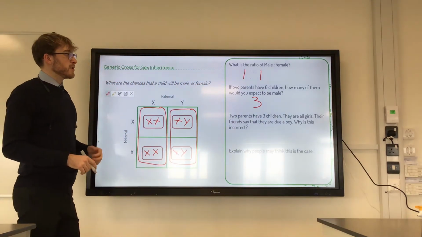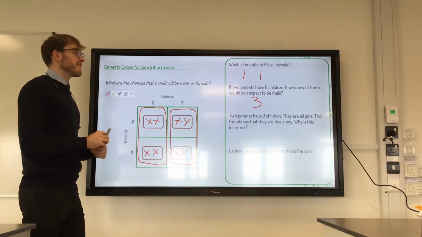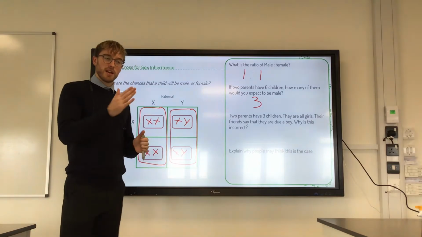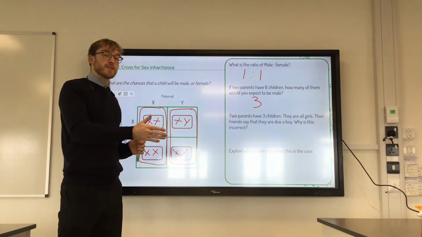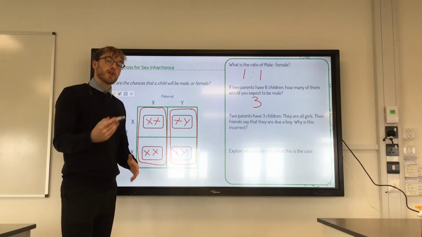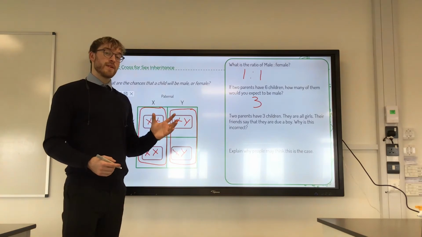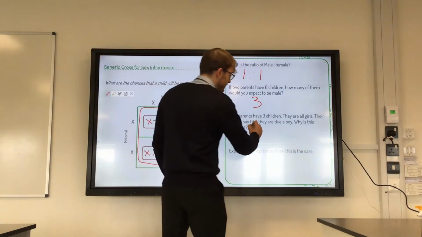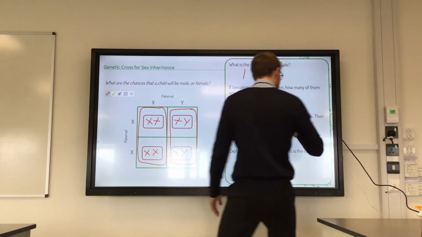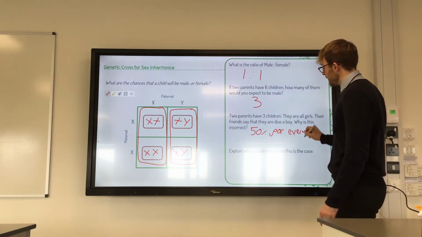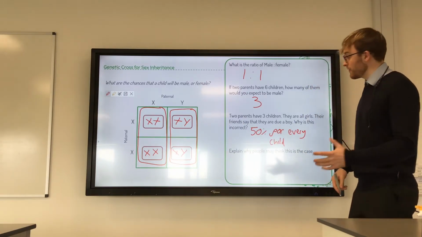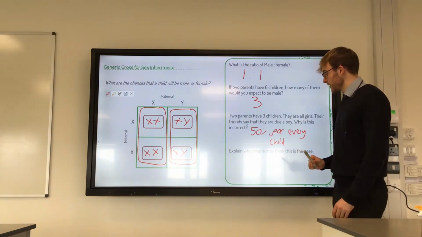2 parents have 3 children, they are all girls. Now, friends say they are due a boy. Why is this incorrect? This is something a lot of people say, that if you have 3 children of the same sex in a row, then the next one is more likely to be the other. But that's not correct. The chance is always 50%. And the thing is, it's 50% for every child. That's the thing that often confuses people. So it's a 50% chance of being male or female for every single child.